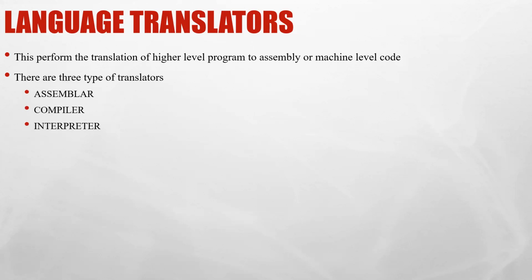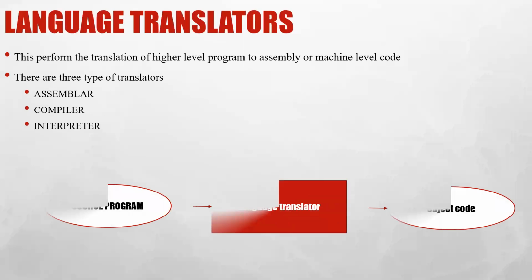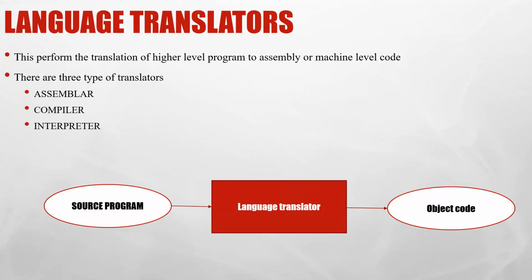Next, there are three types of translators: assemblers, compilers, and interpreters. So how does it work? The source program is a high level coding. With the help of an assembler, a compiler, or an interpreter, it will convert this high level coding into an object coding. Source coding is nothing but your English-like statements, and object coding is nothing but a machine dependent code. This is what language translators are.